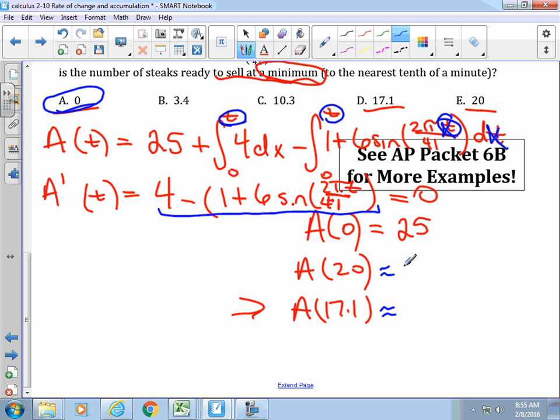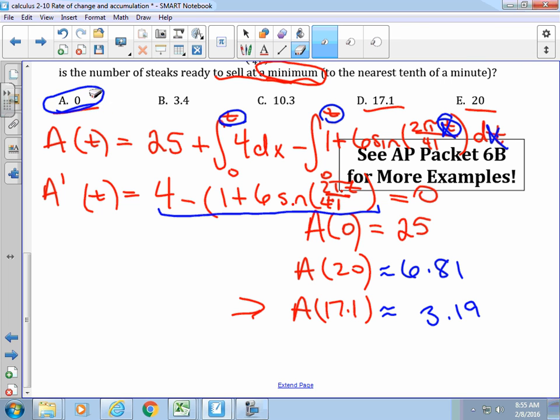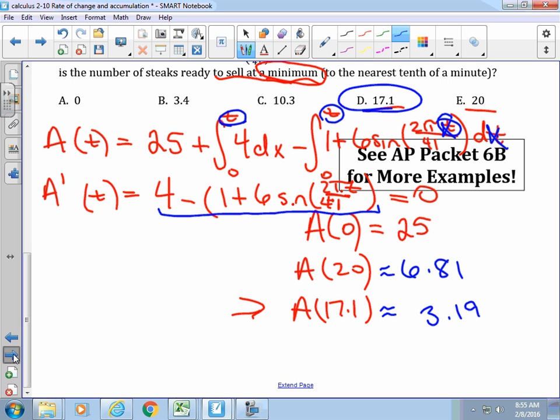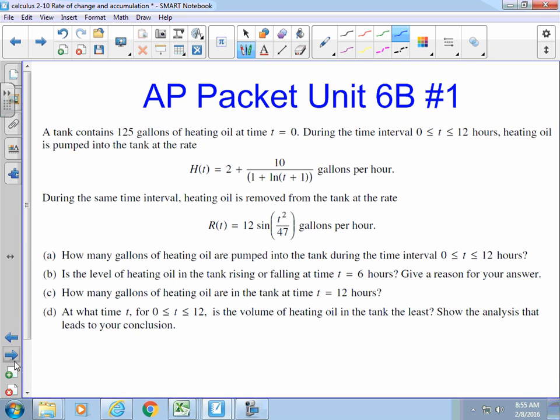But 6 point what? 8. And then what was the 17.1? 3.19116. Okay, so 17.1 is the correct one. I'm glad I stalled long enough for y'all to figure that out. We probably won't have time to work another one.